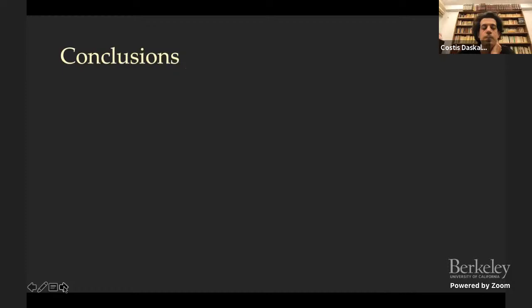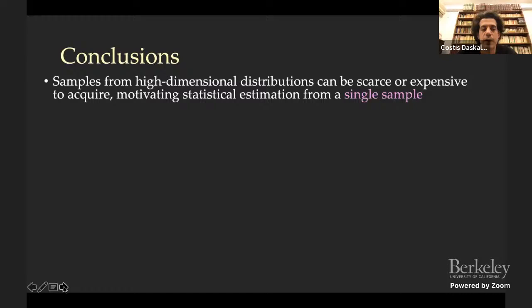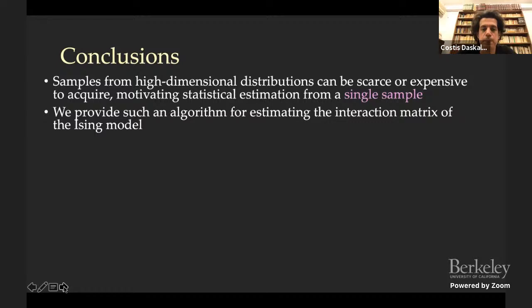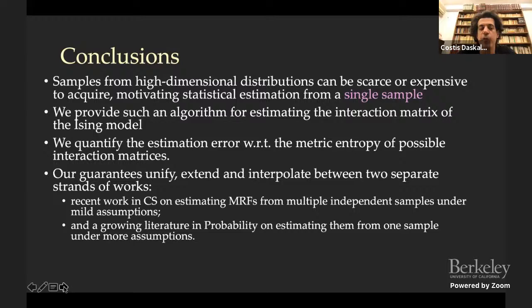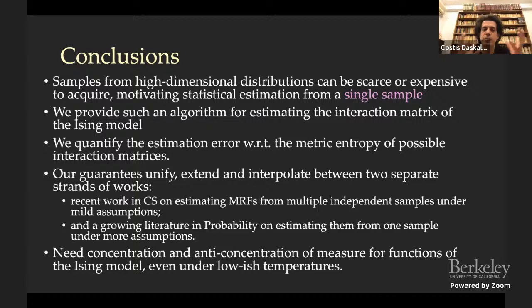In conclusion, again, samples from high dimensional distributions can be scarce or expensive to acquire, and this motivates this broader line of work of learning and statistical estimation from a single sample. What we do in this work is we provide such an algorithm for estimating the interaction matrix of the Ising model from a single sample. And we quantify the error with respect to the metric entropy of possible interaction matrices in some family. This way we unify, extend, and interpolate between two separate lines of work dealing with multiple sample estimation or single sample estimation. We can do anything in the middle and also get stronger results in some of these interpolated regimes. And on the deeper mathematical side, getting leverage here requires you to prove concentration and anti-concentration of measure. Thank you very much.